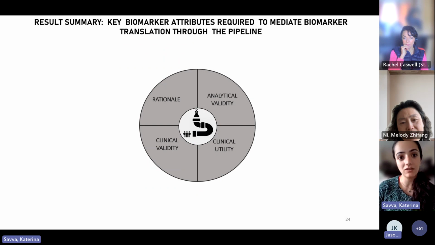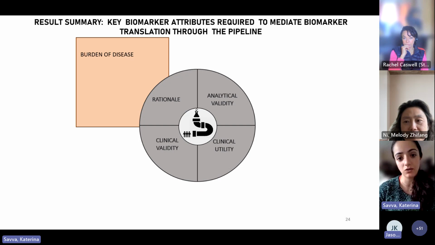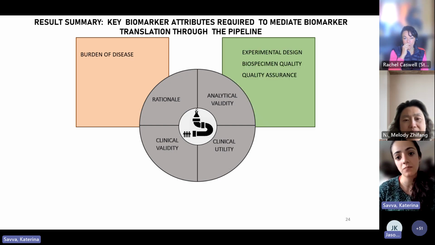As I said before, a systematic search was conducted within the other methodologies to identify what makes a clinically useful biomarker. Upon completion of all of the stages, 129 characteristics were identified, which were grouped into four main categories, including rationale, which covers mostly aspects of the burden of a disease and why we are deciding to select a specific biomarker. Analytical validity, which covers aspects of experimental design, biospecimen quality, and quality assurance.